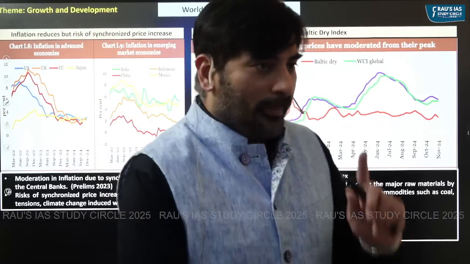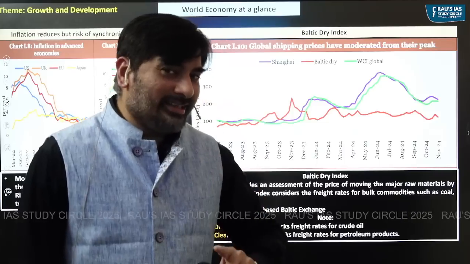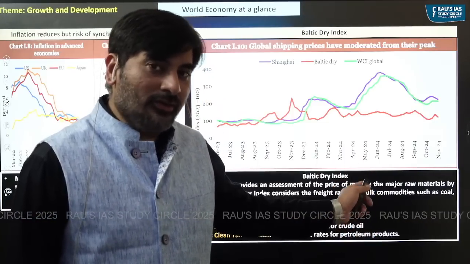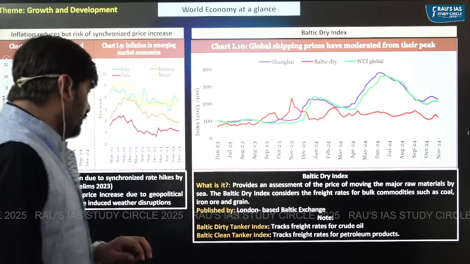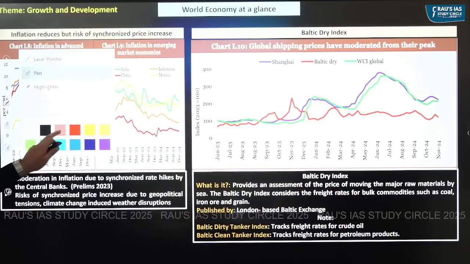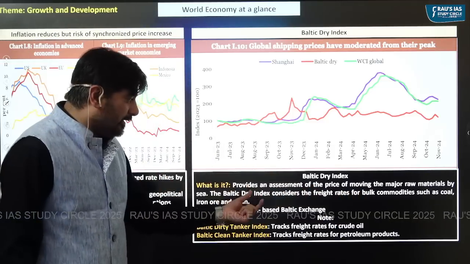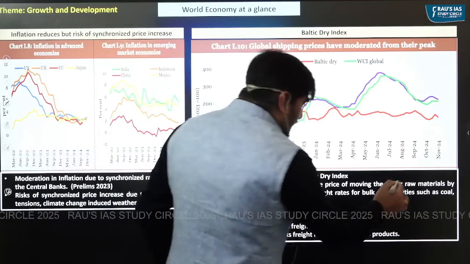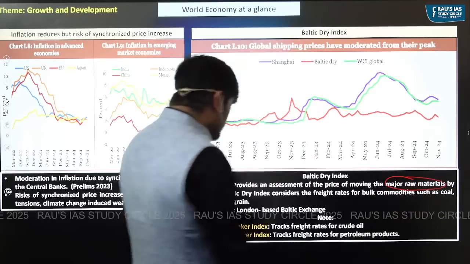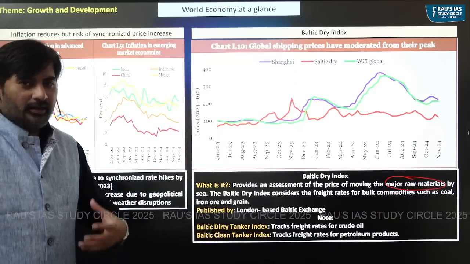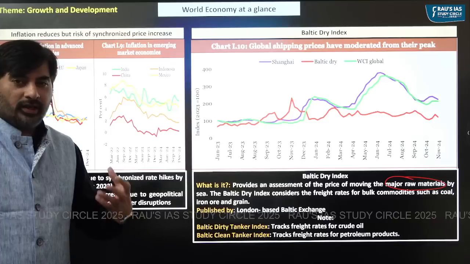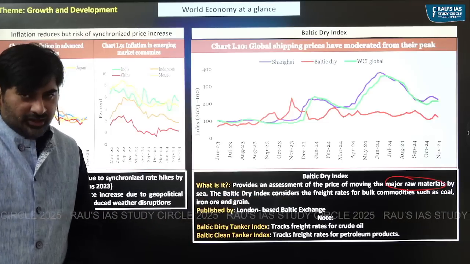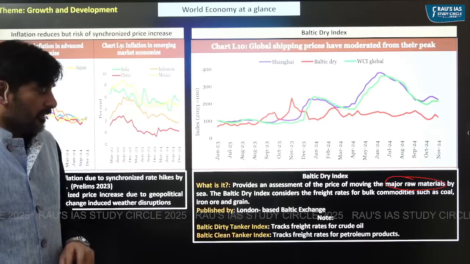Right? So please know some important details about Baltic Dry Index, which can be asked from the perspective of your prelims examination. So you can see Baltic Dry Index provides an assessment of the price of moving the major raw materials by sea. So in a way, it is measuring the cost of transporting raw materials by sea. It is published by London based Baltic Exchange. Two things that you need to know.